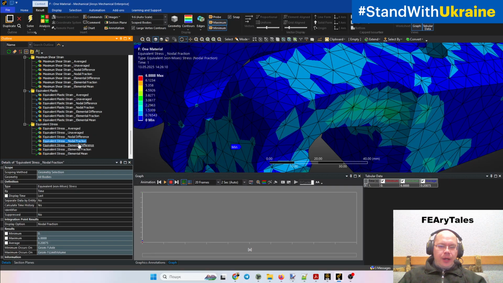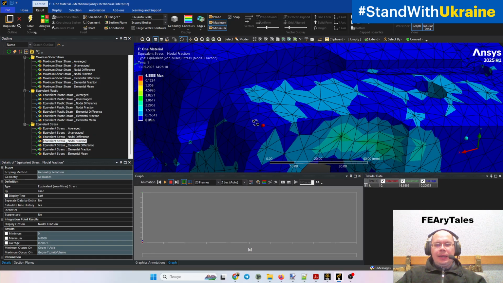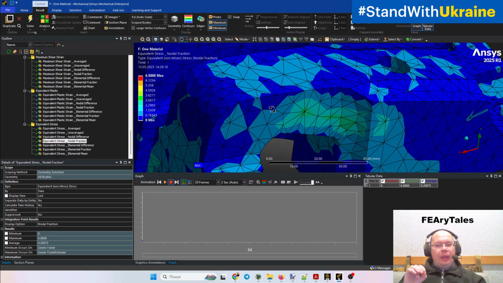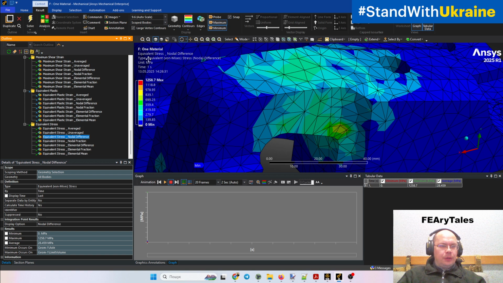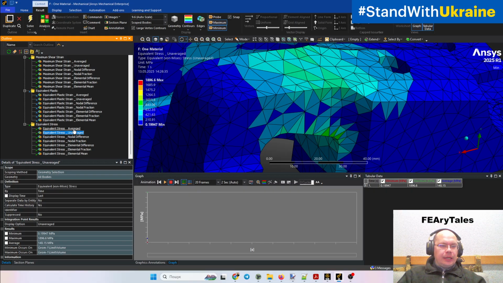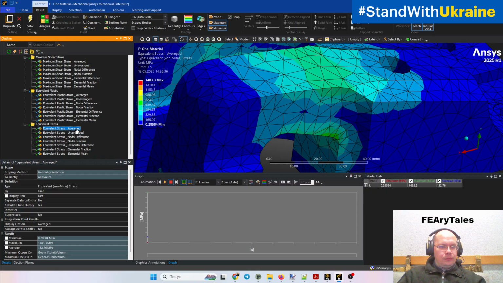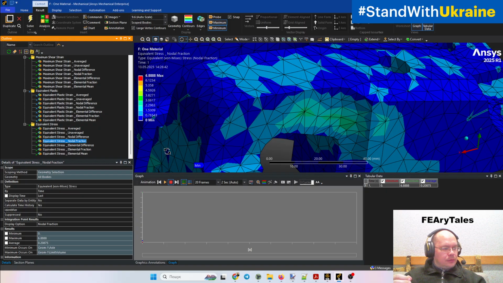So, nodal fraction, it's an interesting result where we have the nodal difference divided by the average stress in those results. So it's not in megapascal like the nodal difference, unit megapascal, unaveraged or averaged. All these variants are in megapascal. But nodal fraction is a ratio between the nodal difference and the averaged value.